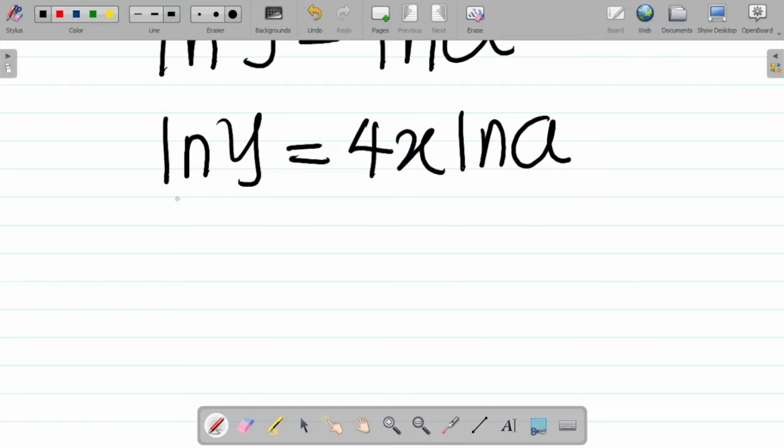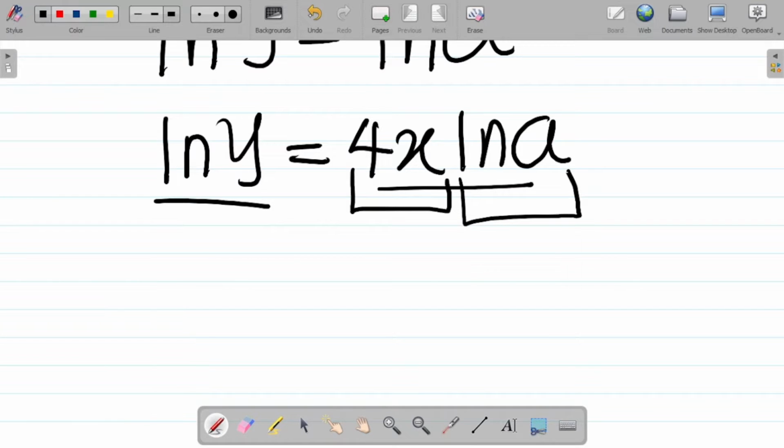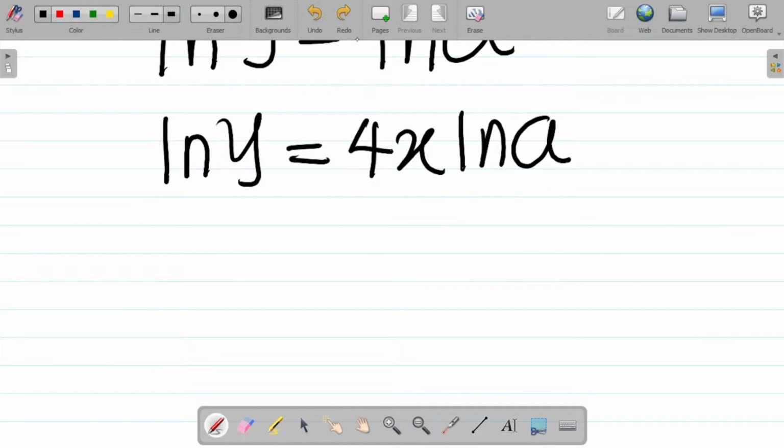So at this point, we'd have to differentiate this. For the left hand side, we have this ln y. I'll differentiate ln y using the concept of implicit differentiation. And for the right hand side of the equation, you differentiate this using the concept of product rule. It's product rule because 4x is multiplying ln a, okay? Now having said that, let's differentiate.